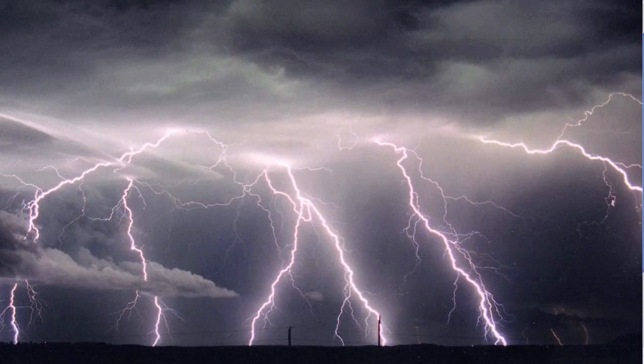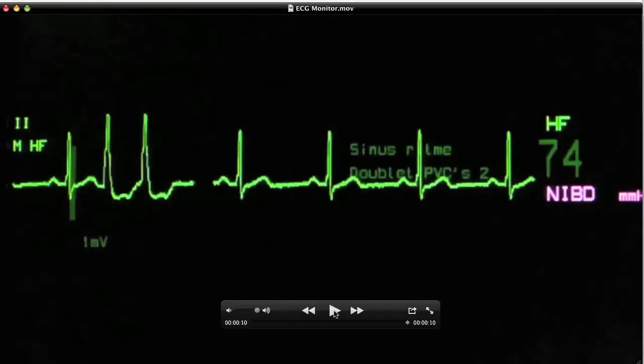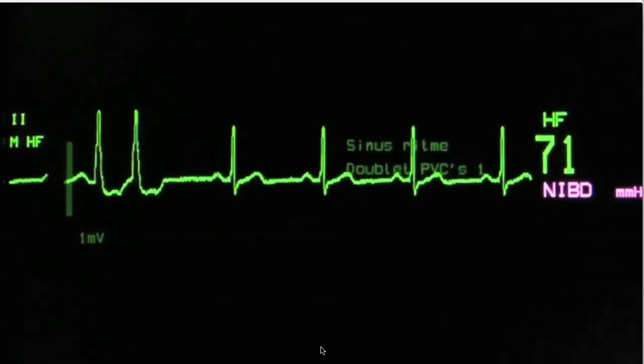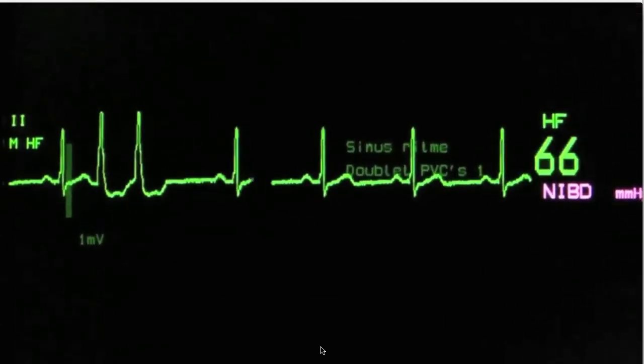Oh, yeah. Lightning. Don't you love watching electrical storms on a warm summer night? This is Dr. Nick for the ECG Academy, and we're going to be talking about electricity. And you're wondering, well, what does this have to do with this? Well, this is the electricity that your heart is generating.